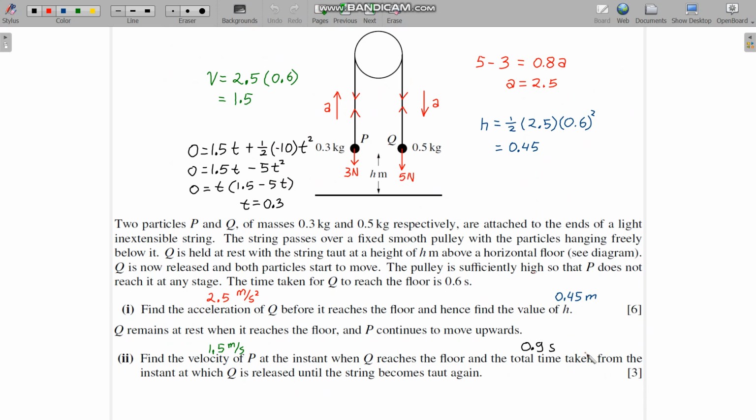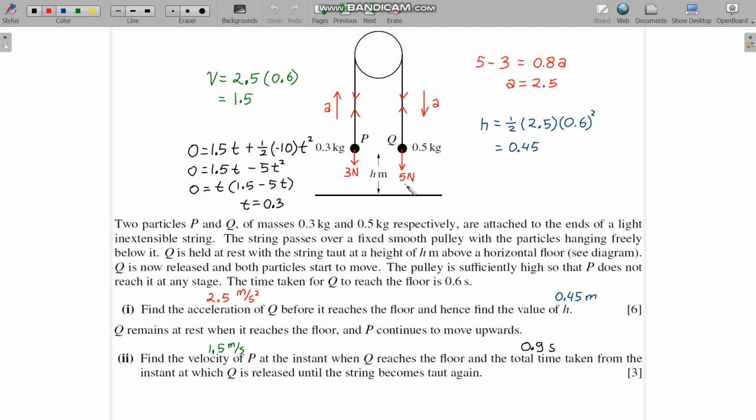Right, read the question. Find the acceleration of Q before it reaches the floor, and hence find the value of H. So here we have 5, 3. As usual, 5 minus 3 equals total mass 0.8 times a. We get the a. And to find the distance H, here we have 0.6 seconds. So here we are using s equals ut plus 1/2 at squared, but the u is 0, so this is just 1/2 at squared. We get the distance traveled here to reach the ground.